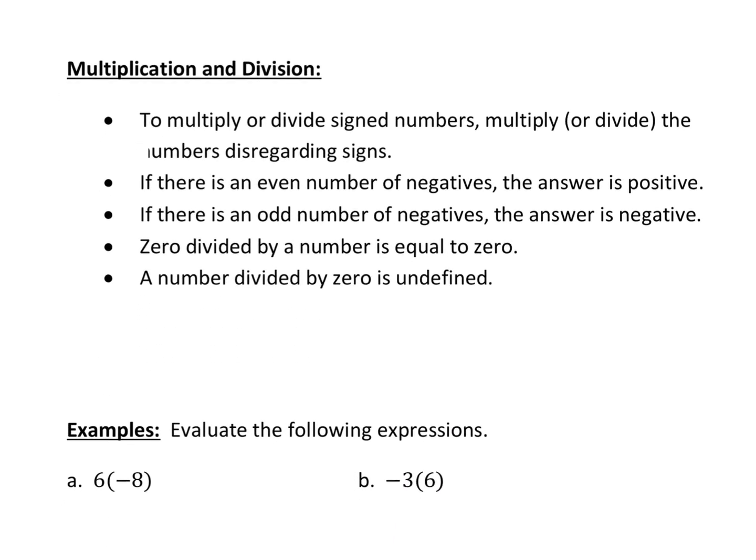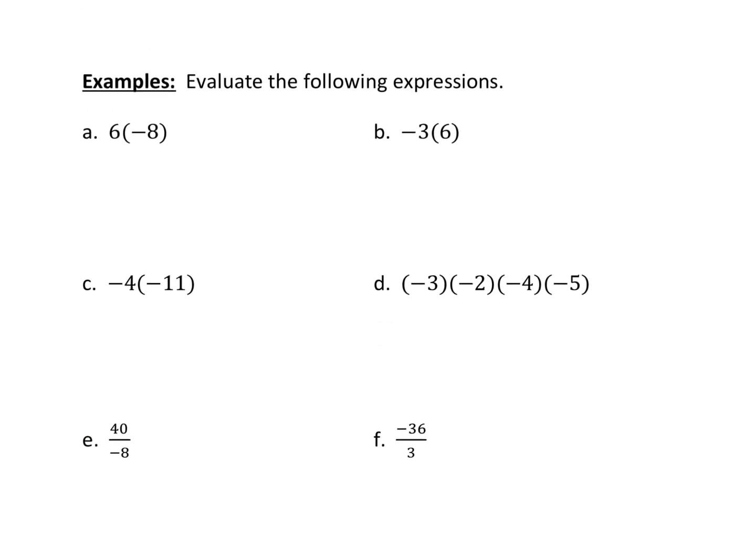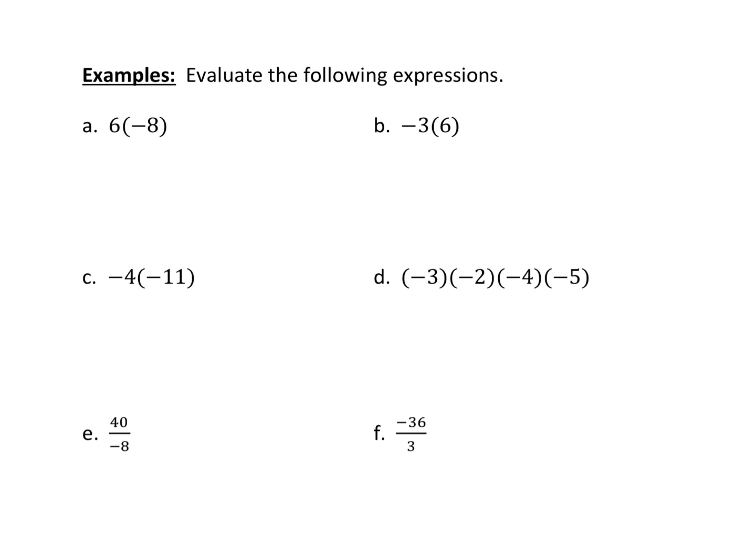All right, so let's go ahead and see what we get here on a couple problems. Okay, so example A, we have 6 times negative 8. If we multiply, we're going to multiply 6 times 8. That is equal to 48. We have 1 negative in our entire problem, which means that my answer will be negative. And so 6 times negative 8 is negative 48.